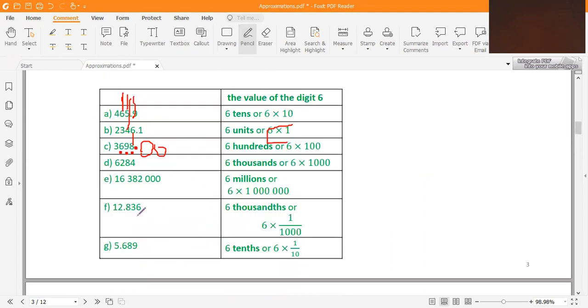Here we have the decimal point. Directly on the right, the first decimal place is called the tenths column, then the hundredths column, and the thousandths column. So for the thousandths, we multiply by 1 over 1000, or we divide 6 by 1000. These expressions are equivalent.